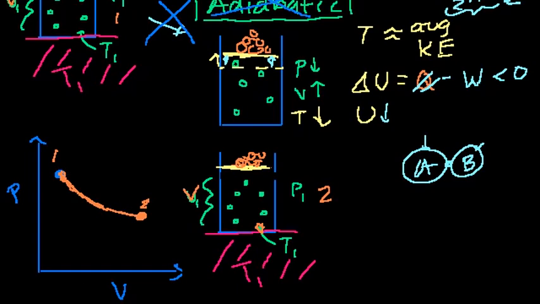If I were to add rocks and compress it, I claim that my PV diagram would go like this. If I were to keep removing rocks, I claim that my PV diagram would keep going like that. And so what's the intuition?